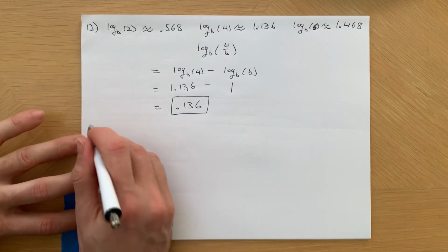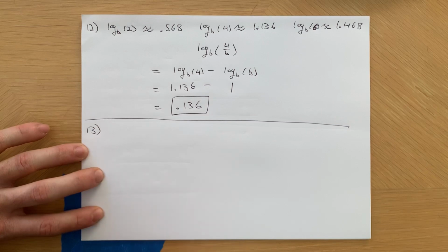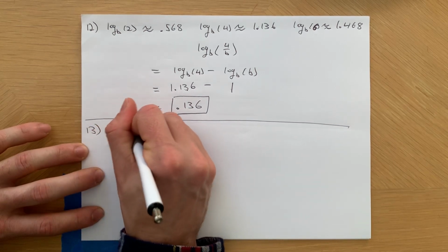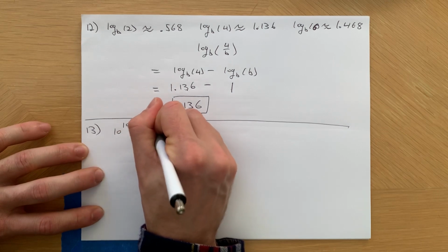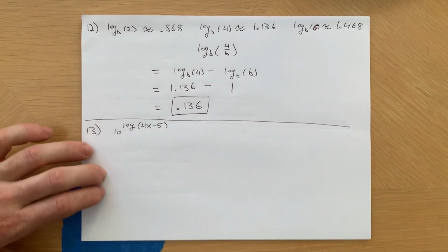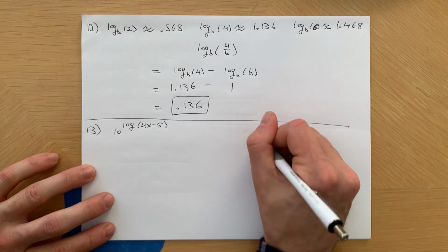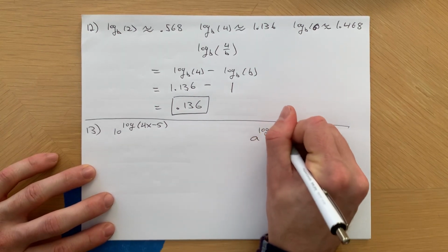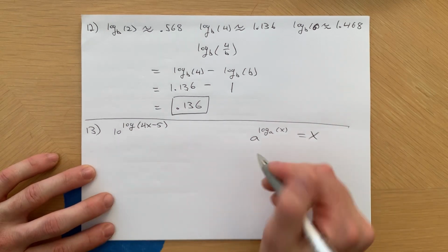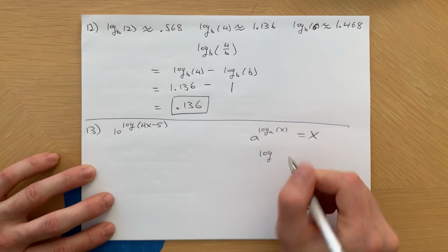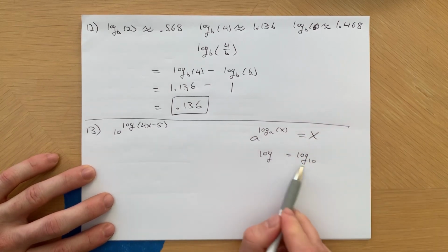Okay, so this next one that we want to do, number 13, is we want to simplify 10 to the log of 4x minus 5. And we talked about this one in one of the previous examples. This is going to come from the rule that if we have a to the log base a of x, that just equals x. And that's what we have here. Remember when we have just the word log and we don't have a base written, that means the base is 10. So really it's the same thing as log base 10.